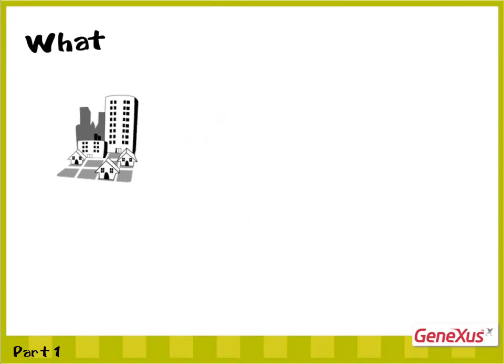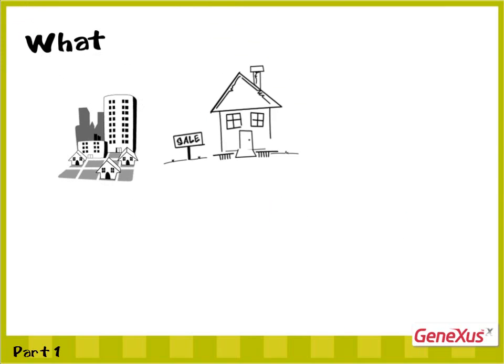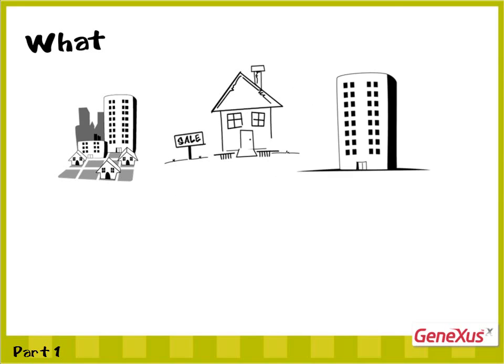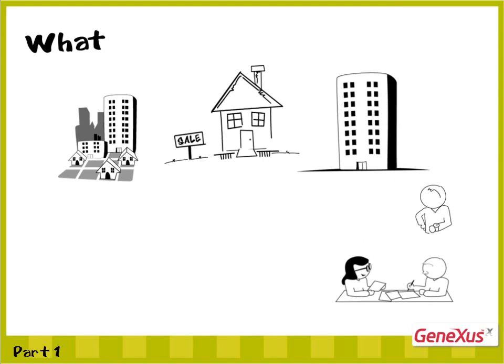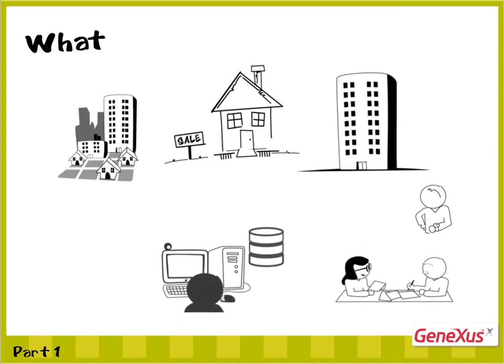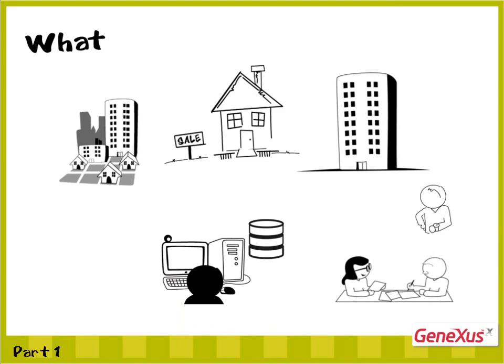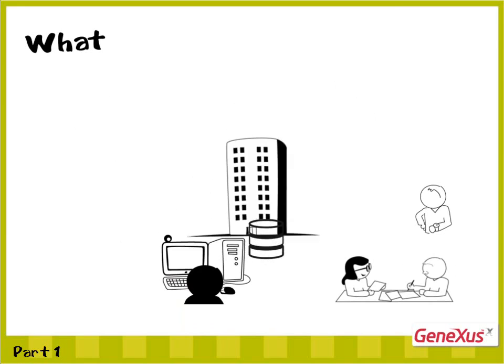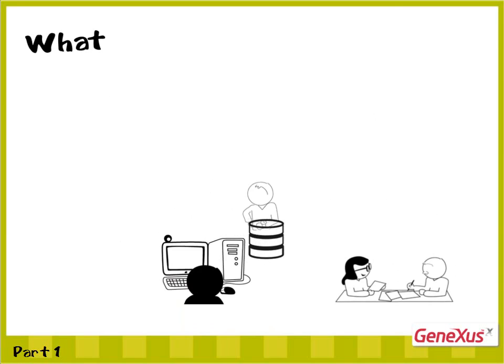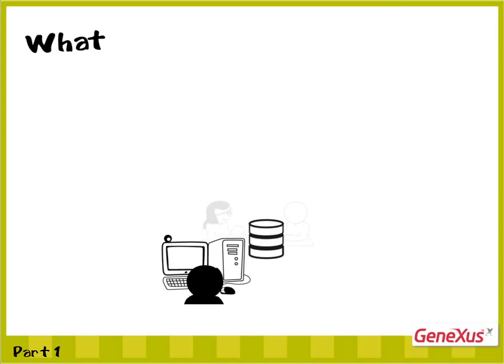This real estate agency works with certain neighborhoods and areas in a city, and it offers houses and apartments for sale and for rent. It has real estate agents who sign both property sales and rental agreements with clients. To manage all this information, the real estate agency needs a computer system that records neighborhoods, properties, clients, agents and agreements, that is, all the entities it works with.